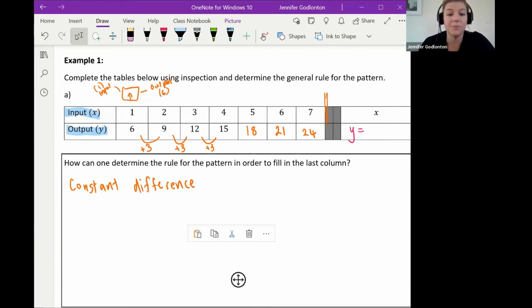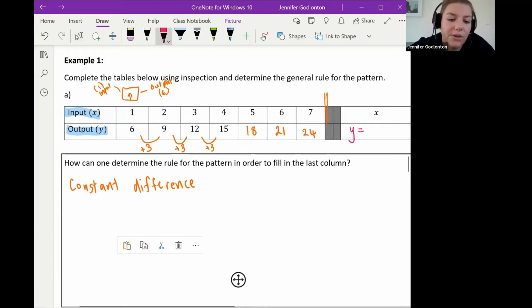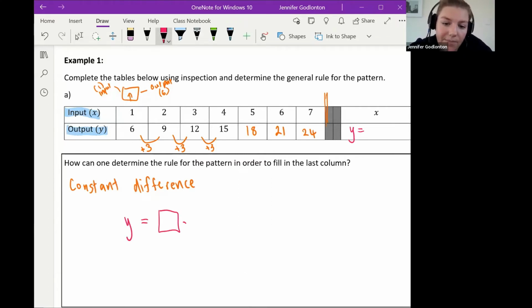So our constant difference becomes really, really important. In our formula, we have y is equal to something x plus or minus something, and we are trying to find out what those somethings are. The constant difference is always going to be the thing we multiply by x. So in this case, our constant difference is 3, so it's going to be 3x. Whatever that constant difference is, it's the number that we multiply by x.